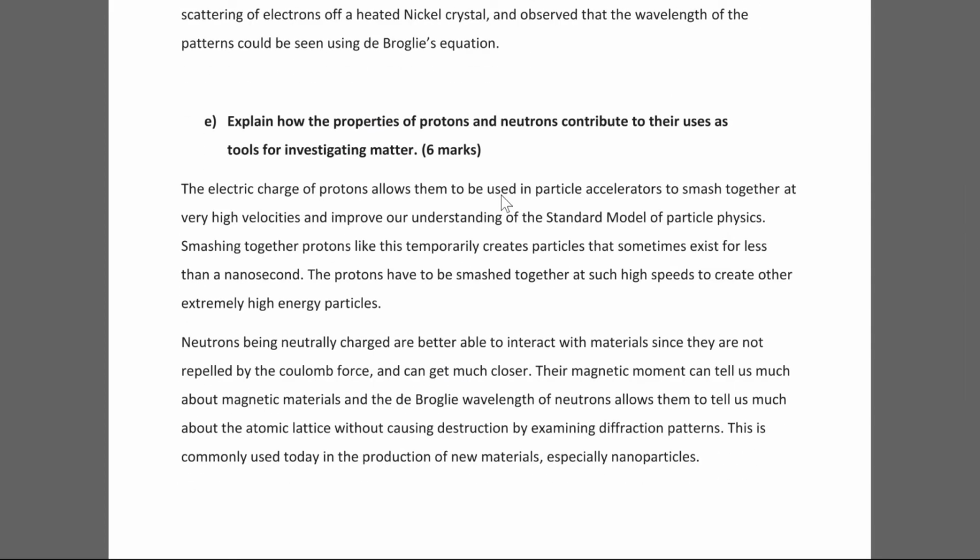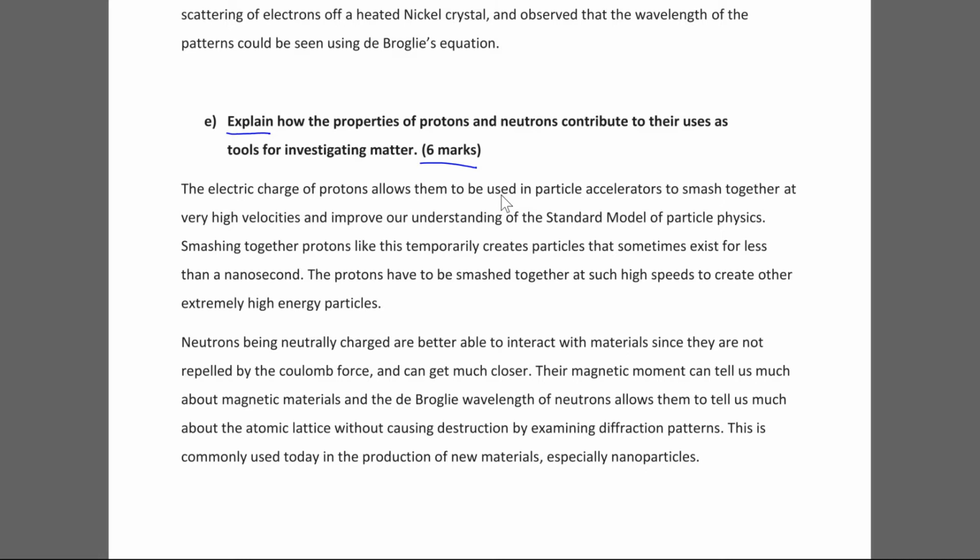Cool. Question E. Explain how the properties of protons and neutrons contribute to their uses as tools for investigating matter. And this is basically where all this sort of stuff becomes useful. So, it's a 6-mark question, and it's an explain question. Now, I've got roughly equal proportions of explanation for the protons and the neutrons. And in this example, I believe I've got 6 sentences. So 1 sentence per mark, basically. Not necessarily exactly that. It doesn't have to be 1 sentence per mark, but that's just how it's probably going to work out for this answer.